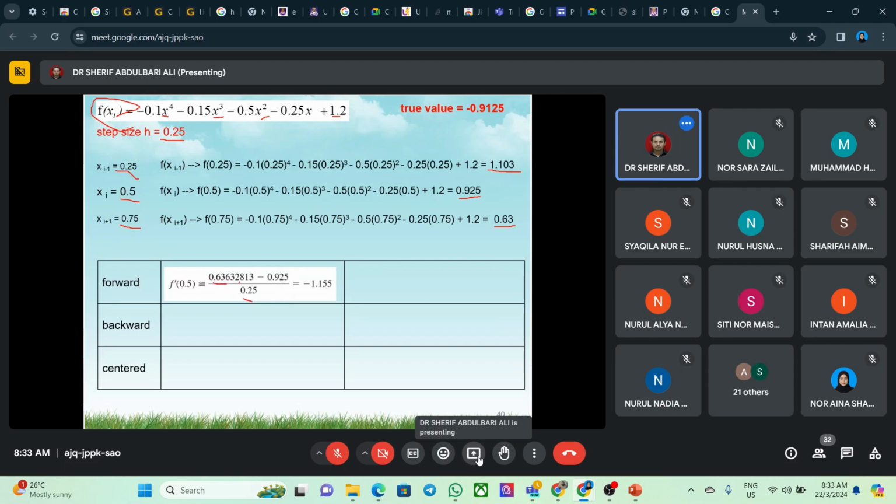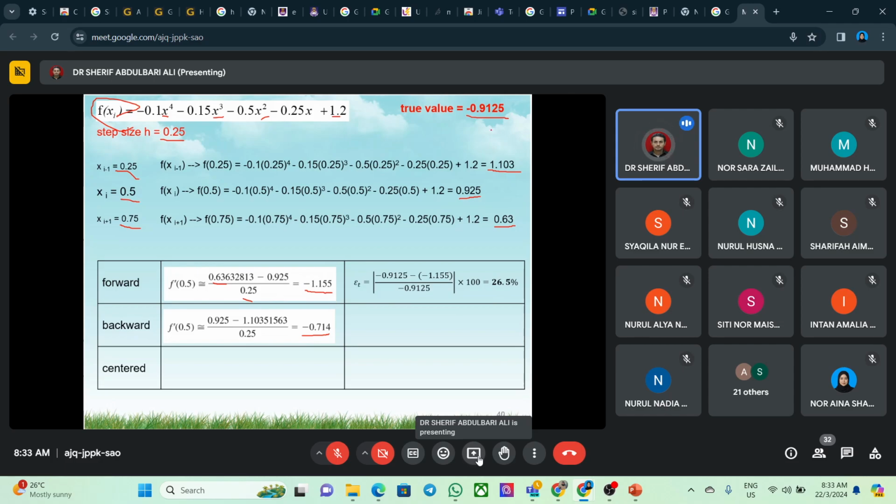0.63 minus 0.925 over the single step size. So the answer is -1.15. Compared to the true value, there is still an error. But if you compare this error to the one with the step size of 0.5, this one is smaller because we reduced the step size.